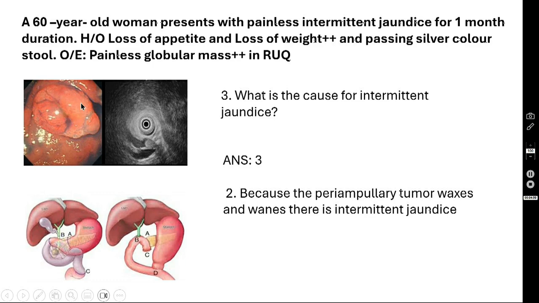So it will release the pressure over the terminal CBD and jaundice will be relieved. The bile will get drained. And that is the reason why the patient is having intermittent jaundice. In case of cholelithiasis also, there will be intermittent jaundice, but that will be painful. Here it is painless. And another thing is, the gallbladder is not palpable in case of cholelithiasis, but in case of peri-ampullary carcinoma, the gallbladder is palpable.